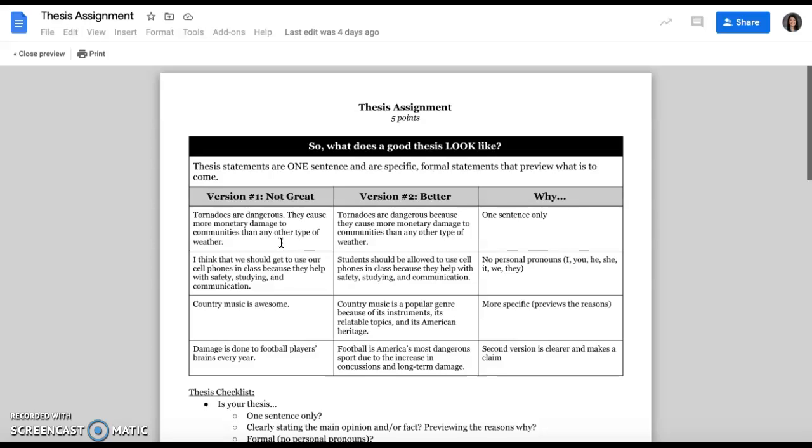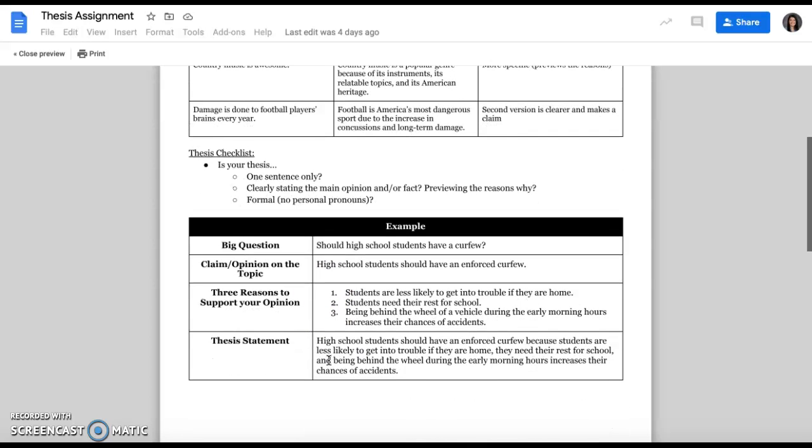All right, the third example is: country music is awesome. Version 2 is: country music is a popular genre because of its instruments, its relatable topics, and its American heritage. The second version is better because it's more specific and it previews the reasons. And our fourth example: damage is done to football players' brains every year. Version 2 is: football is America's most dangerous sport due to the increase in concussions and long-term damage. Version 2 is better than version 1 because the second is clearer and makes a claim. So, thesis checklist. Is your thesis one sentence only? Clearly stating the main opinion and/or fact and previewing the reasons why, and formal, no personal pronouns.